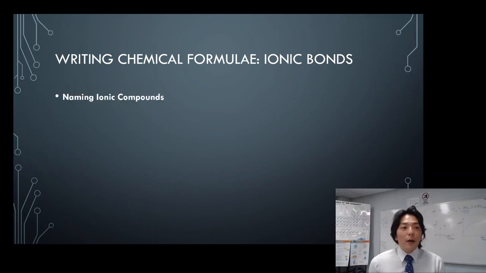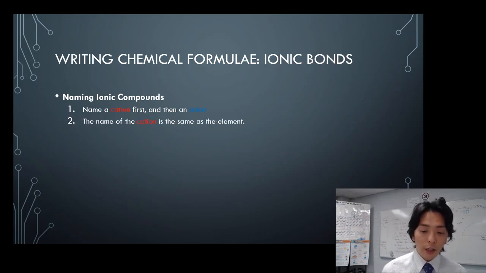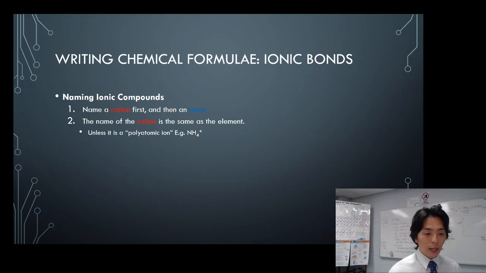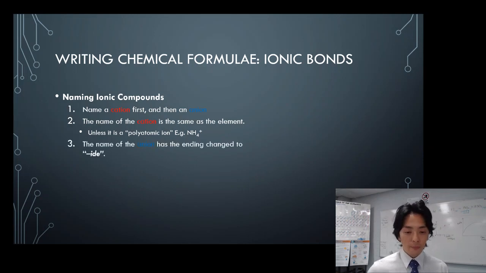Let's look at how to name ionic compounds to start with. Now, the rules are fairly simple. You need to name the cation first and then the anion. The name of the cation is the same as the element. So if it's a metal like sodium, it'll stay as sodium, except when you're looking at a polyatomic ion. There's only really one positively charged polyatomic ion, which is NH4+. NH4+ is the ammonium ion, and it's always the same. So you're going to be starting off with ammonium.